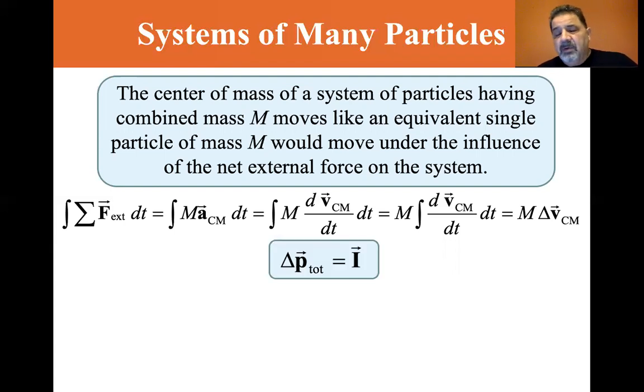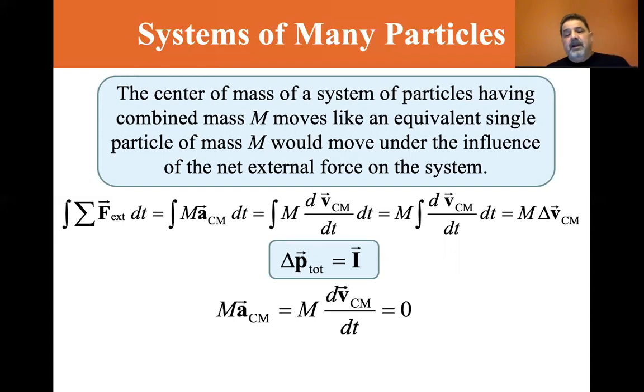Well, we can write the equation: delta P total, the change in total momentum, is equal to the impulse, force times time. The mass times the change in velocity of the center of mass is equal to the impulse, that's equation 2. The impulse is imparted to the system by external forces.